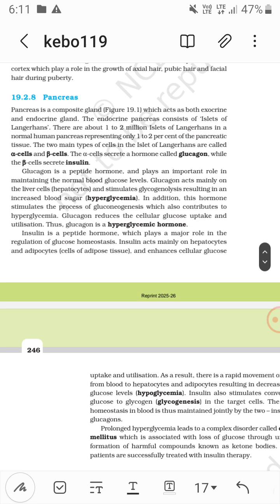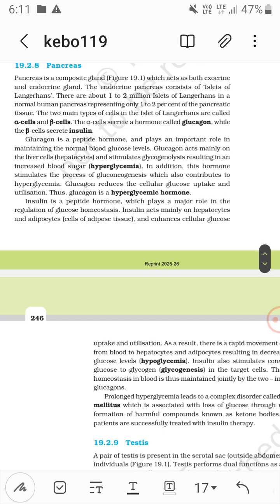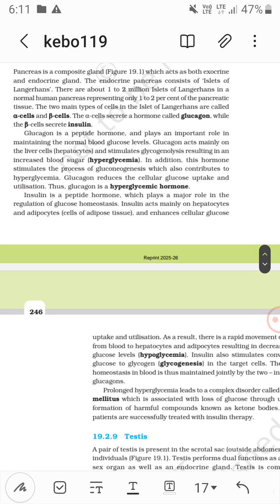Now the pancreas. It is both an endocrine and an exocrine gland. The endocrine part consists of islets of Langerhans. These tissues make up 1 to 2% of the pancreas. There are two types of cells in these tissues: alpha cells and beta cells. Alpha cells secrete glucagon, a peptide hormone, and beta cells secrete insulin, also a peptide hormone. Glucagon is a hyperglycemic hormone; the hypercalcemic hormone is parathyroid hormone, and the hypocalcemic one is TCT, that is thyrocalcitonin, also a peptide hormone.